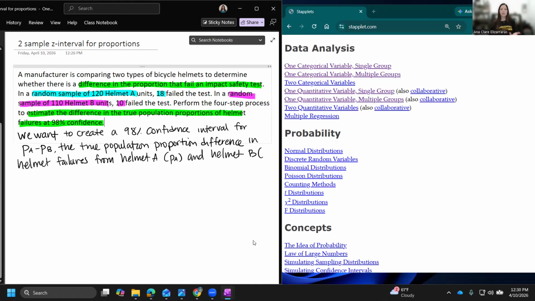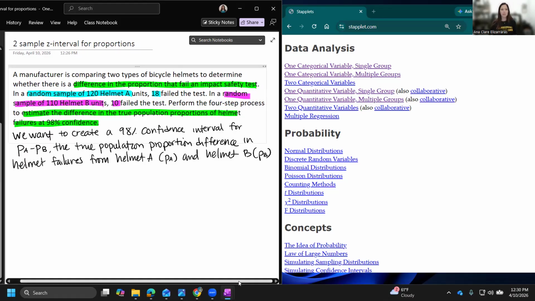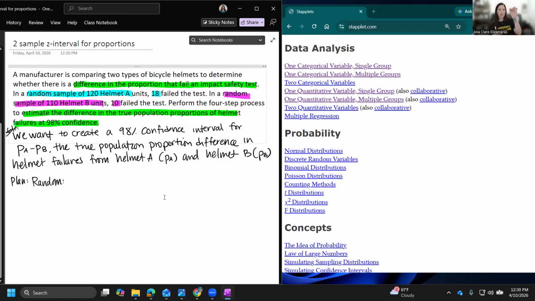Now, before we can actually run the numbers, what we need to do is make sure that our conditions are met in order to be able to generalize to the population and use normal calculations to actually create these values for us. So we need to check our conditions. This is where we plan. And we need to check random. And random is for both of these. So random sample of helmet A, random sample of helmet B. So both helmets A and B were stated to be randomly sampled.